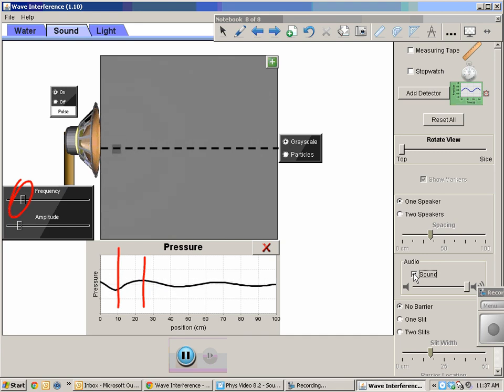Oh, maybe I won't turn it on. Why is the audio not working? Oh, because I turned off the speakers. Okay, so there we go.